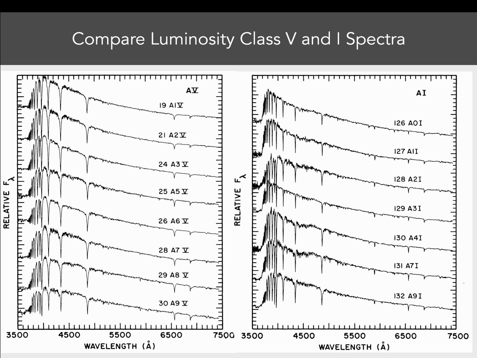Here's an example showing the same spectral classes, A1 through A9, for a supergiant, a luminosity class 1 star, and a main sequence star, a luminosity class 5. So you can see that the widths of the spectral lines for these luminosity class 5 stars are much wider than the spectral lines for a supergiant luminosity class 1 star.